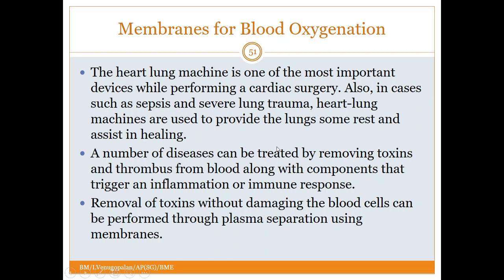So, there's a difference between membranes for oxygen separation and membranes for plasma separation. Plasma separation is basically used for removing toxins from blood. Oxygen separation is actually used to enrich the blood with more oxygen. Plasma separation is similar to using a dialysis machine, right? Because a hemodialyzer basically removes toxins from blood.